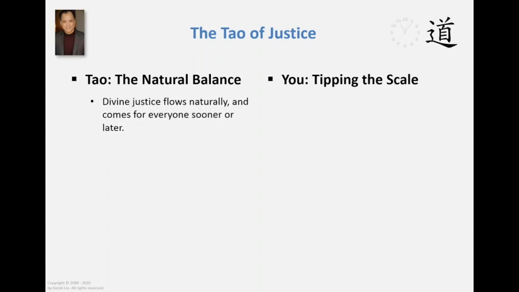So the Dao is divine justice. It flows naturally. It comes from everyone sooner or later. In modern times, we may look at that and say, well, that's karma. That's the karmic mechanism. Okay, fair enough.